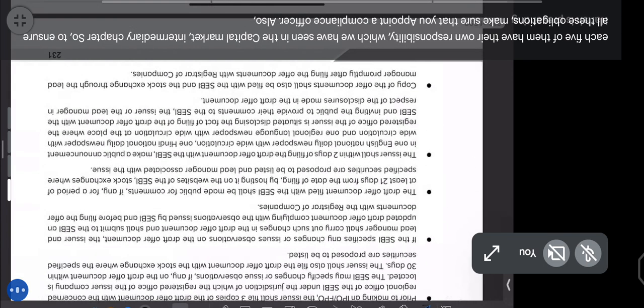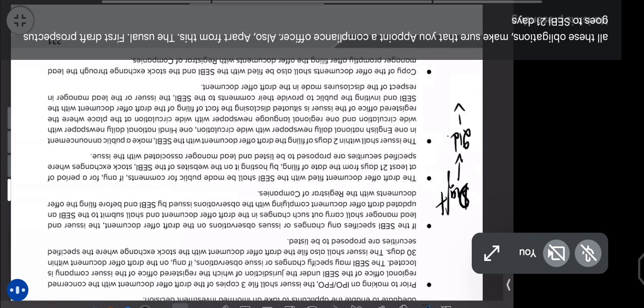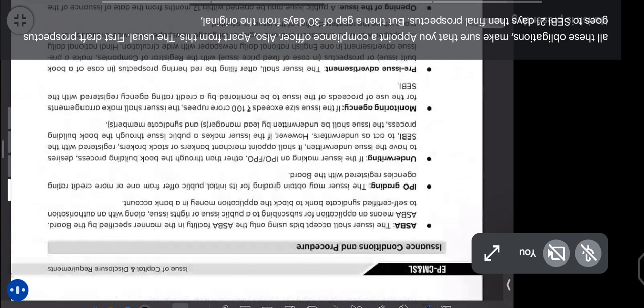First goes to SEBI, 21 days, then final prospectus within a gap of 30 days from the original, and make sure that whatever type of prospectus that you are issuing, you see which issue you are doing and do the relevant prospectus. If you are deciding the price as company, you issue normal prospectus, which is called as offer document. If you are not issuing or deciding the price, then you have to issue red herring prospectus.